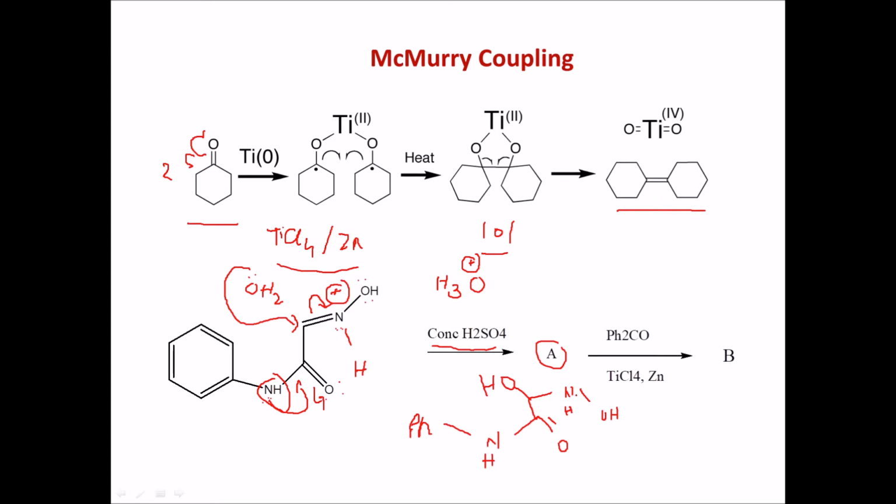Now what is going to happen is, see, this nitrogen again has a lone pair of electrons, and again H plus is generated in the solution, right? It's a concentrated form, so there's a lot of H plus in the solution. So this nitrogen is again going to get protonated, right? And once this nitrogen is going to get protonated again, what we'll have is phenyl, right?